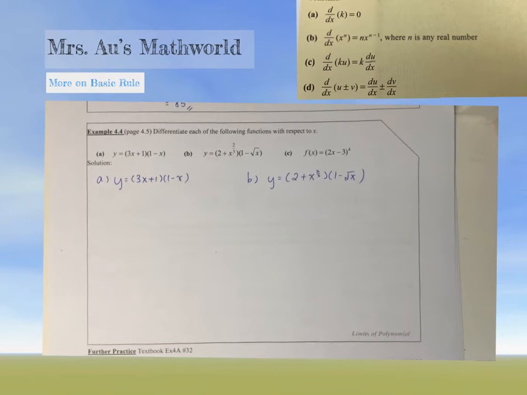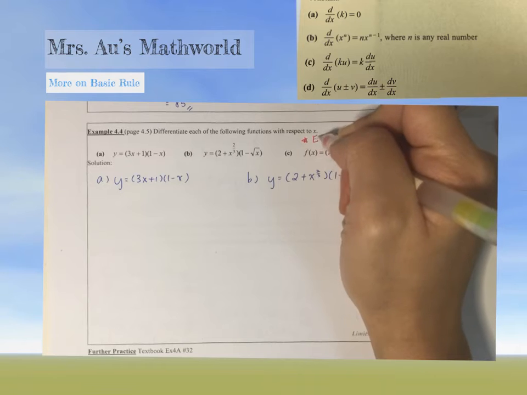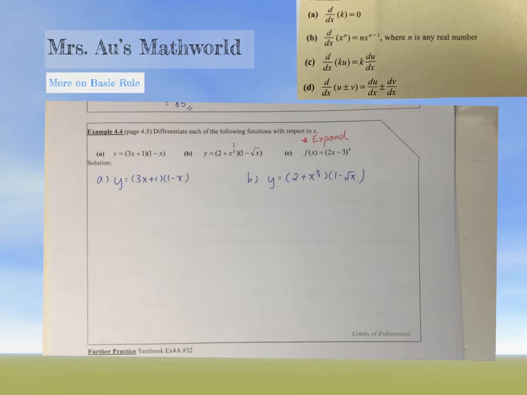And we go forward to example 4.4. So this time you can see that for the function, all of them are multiplied together, not addition nor subtraction, right? So to do so, we need to make them to be one term adding the other term. That means we have to expand the expressions one by one.